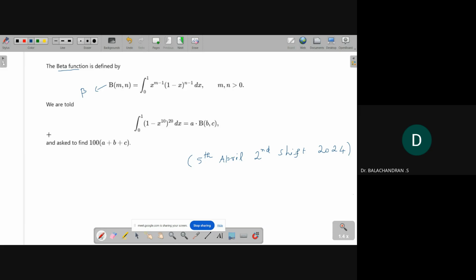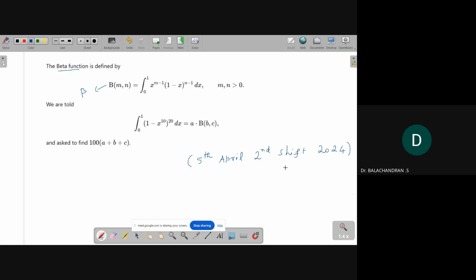And it is given in the question: integral 0 to 1 of (1 minus x power 10) whole power 20 dx is equal to a into beta of b comma c, and then we need to find the value of 100 into a plus b plus c. So now we need to find the value of a, b, c. This problem was asked in 2024, last year.